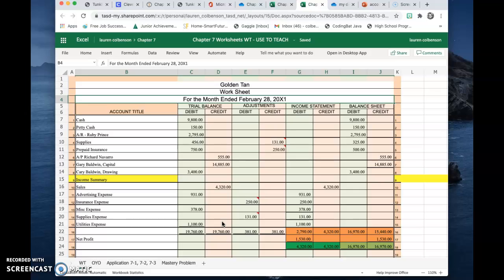The same with prepaid insurance. Every day we don't say, oh, we used a day's worth of insurance, another day's worth of insurance. So what we do at the end of the month, we decrease our prepaid insurance asset account by the amount that it's worth. So every month there is a value of prepaid insurance.